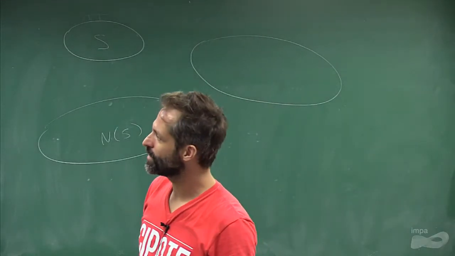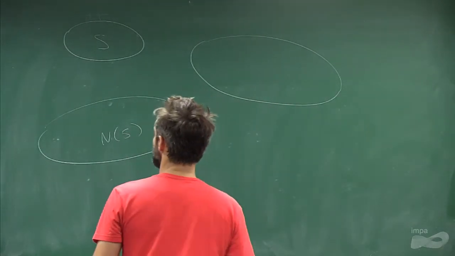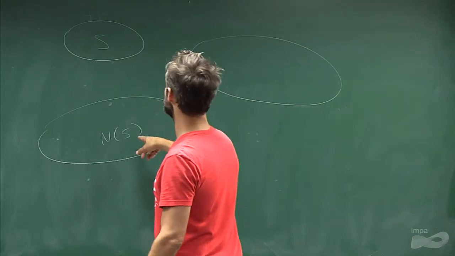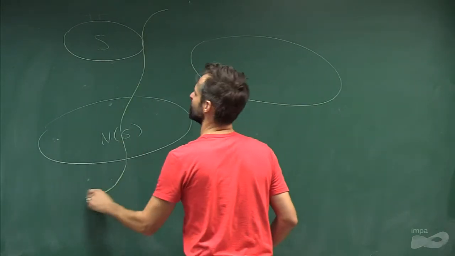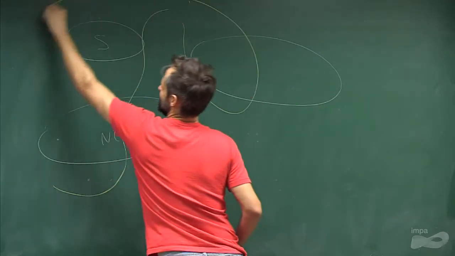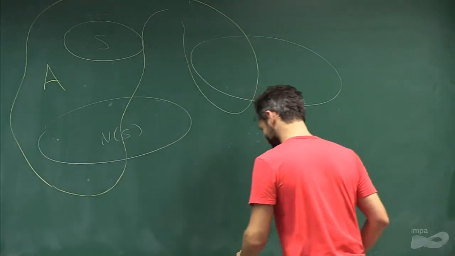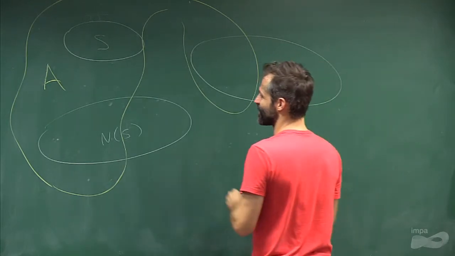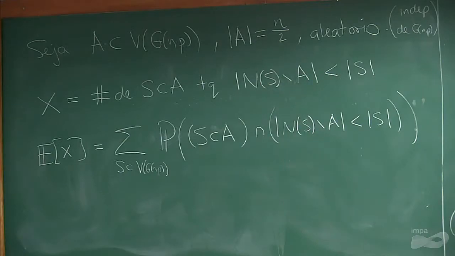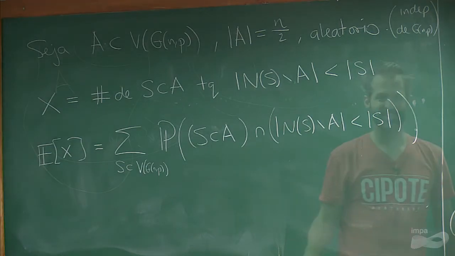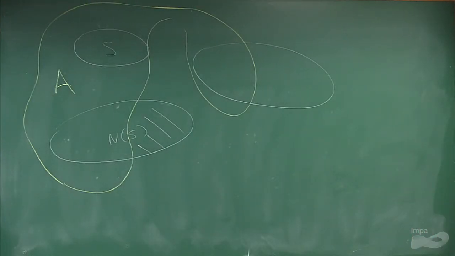And then also, the neighborhood of S that's not in S needs to not be in A. Here's A, here's the bit of the neighborhood that's not in S. That needs to be smaller than S. So how are we going to bound these two probabilities?